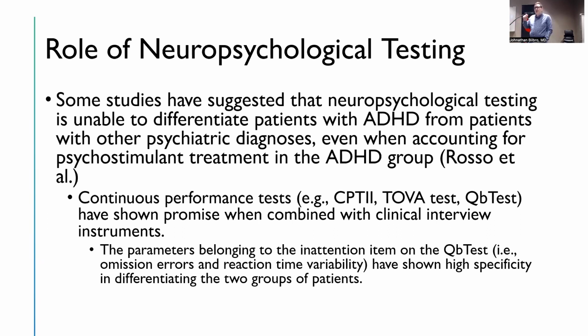And the rate at which the letters move or how often you see an X is going to vary throughout the test. And then the test is going to be recording, well, how long did it take them to respond? What was their variability in response time? How many correct answers did they give? Or how many did they miss, omissions, commissions, and so on? And it's going to combine all that data to spit out some statistical measure and tell you how likely it is they might have ADHD. So those have actually shown some promise for differentiating these patient groups. Specifically, the inattention item on the QB test, which considers omission errors and reaction time variability, has shown high specificity in differentiating the two groups.